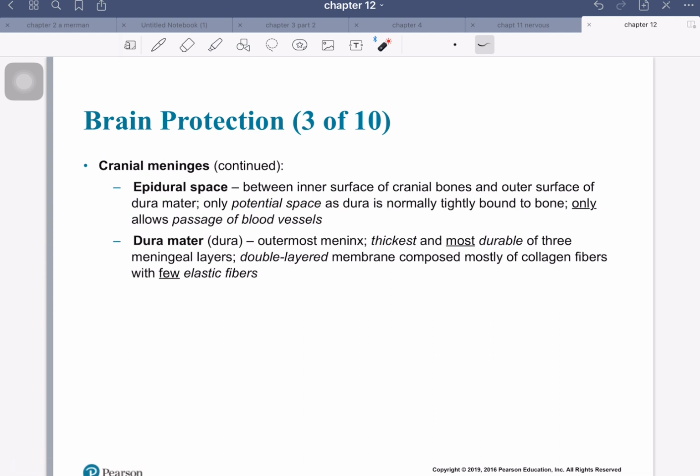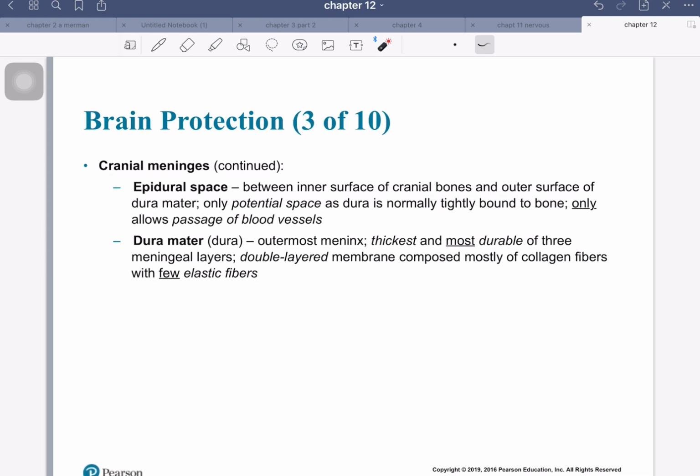So the epidural space is between the inner surface of the bones of the skull and the outer surface of the dura mater. Now, when we say space, it's not usually a space, and this is the concept of a potential space, that usually the dura is pushed up right against the inside layer of that bone. And I know it's going to sound weird, but a potential space is not a space until it becomes a space. What that means is it has the ability to become a space. So if there was blood leaking out and blood got between those 2 features, it could actually form a space.